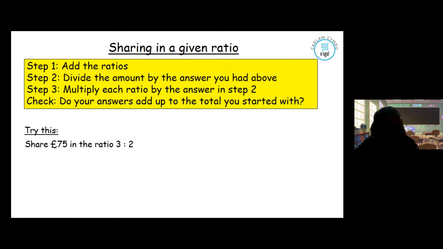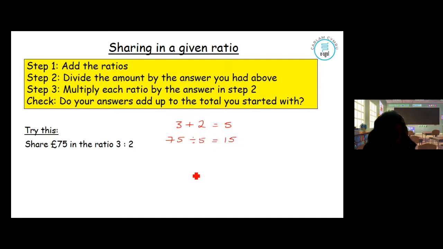Right then, so I'm going to start going through it. Hopefully you've paused the video and had a go. So step 1, add the ratios. So 3 add 2 equals 5. Step 2, the amount in the question is 75. So I need to divide that by 5, and then I'm going to work out that answer, which comes to 15.